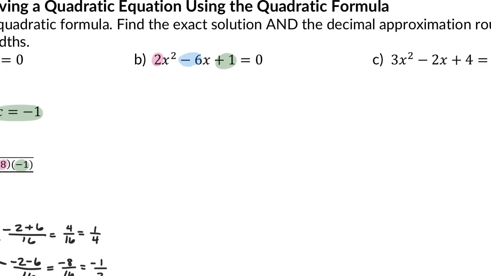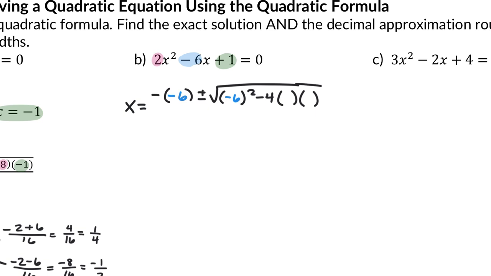The quadratic formula is x equal to negative b. Now notice I'm doing negative parentheses negative 6. Negative b. Plus or minus the square root of parentheses b, tons of parentheses, squared minus 4 times a times c. So I put the 2 and then I put the 1. All of that over 2, and again parentheses, times a. Let's just plug in.